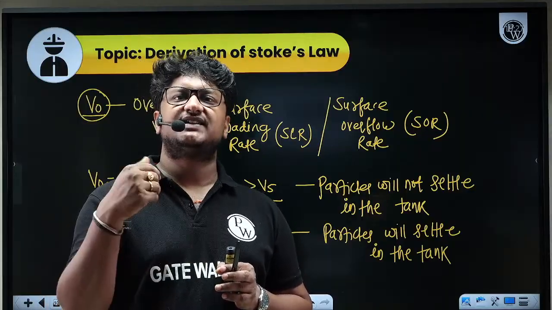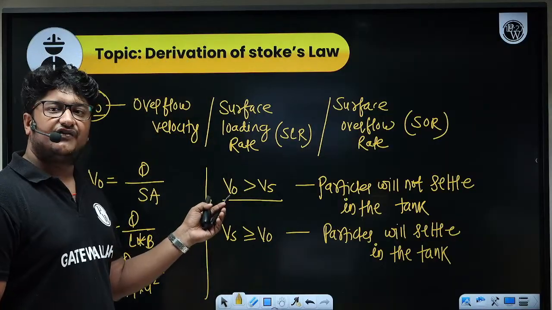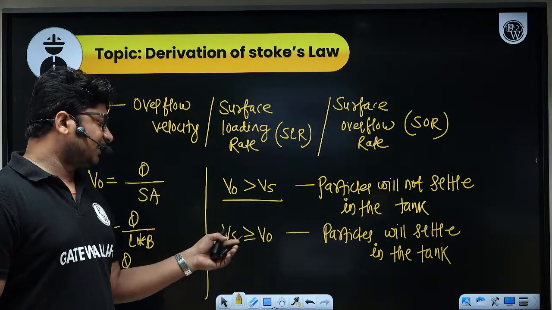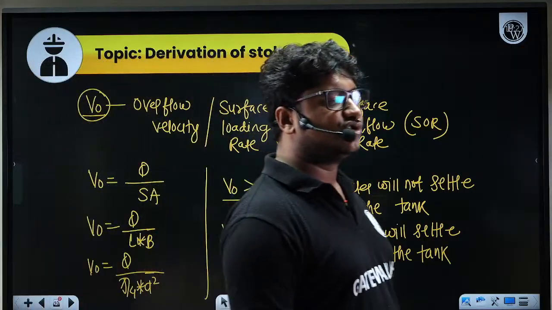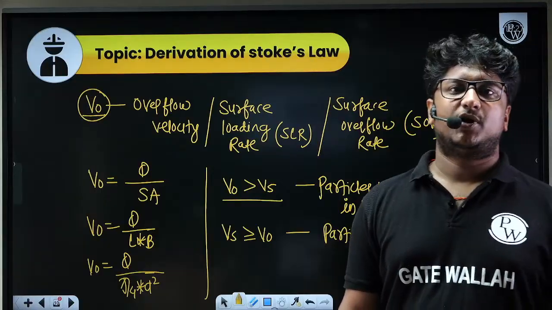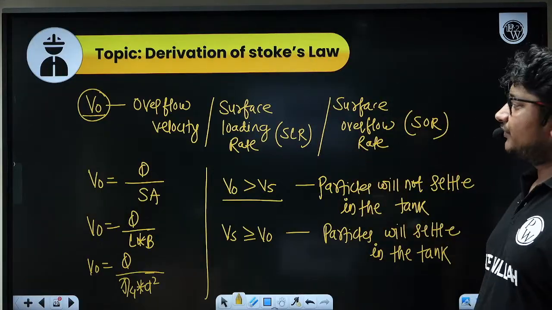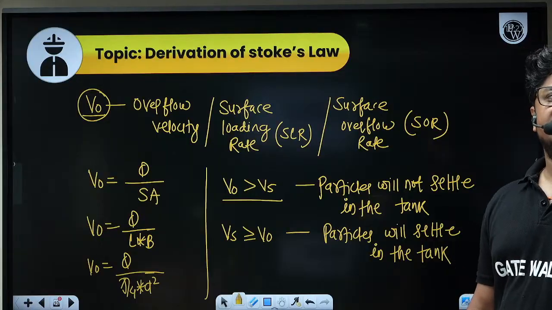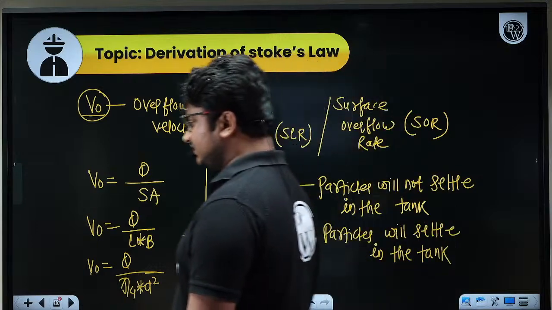That's because their settling velocity is lesser than the V naught for the tank. If their settling velocity is more than the V naught, then definitely those particles will settle down at the bottom. Now this is the complete application of your settling velocity.